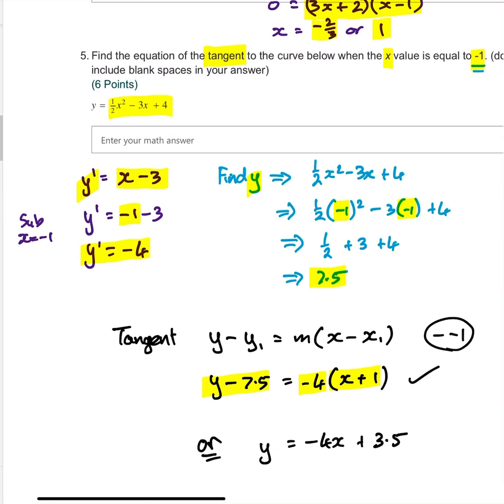That's one way. Or you could have the second alternative and just have y equals mx plus c.